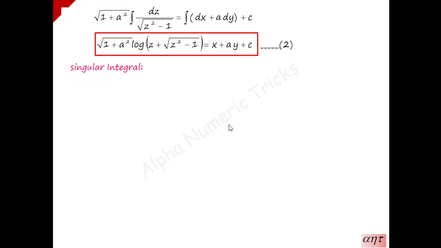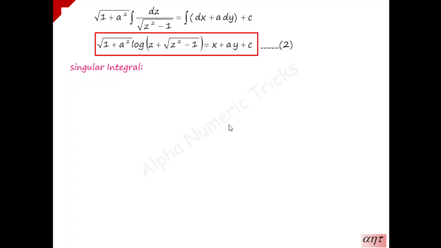It is equal to integral dx is x plus a into integral dy is y plus this constant c. This is the required complete integral for the given problem. Number that as equation 2. Now we have to find out the singular integral for this.